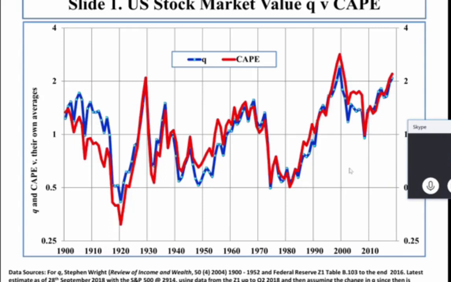Stephen, is your average based on James Tobin's theoretical value of 1, or is it based on your own calculation of 0.67? No, it's based on... So in theory, Q should average out at around 1.